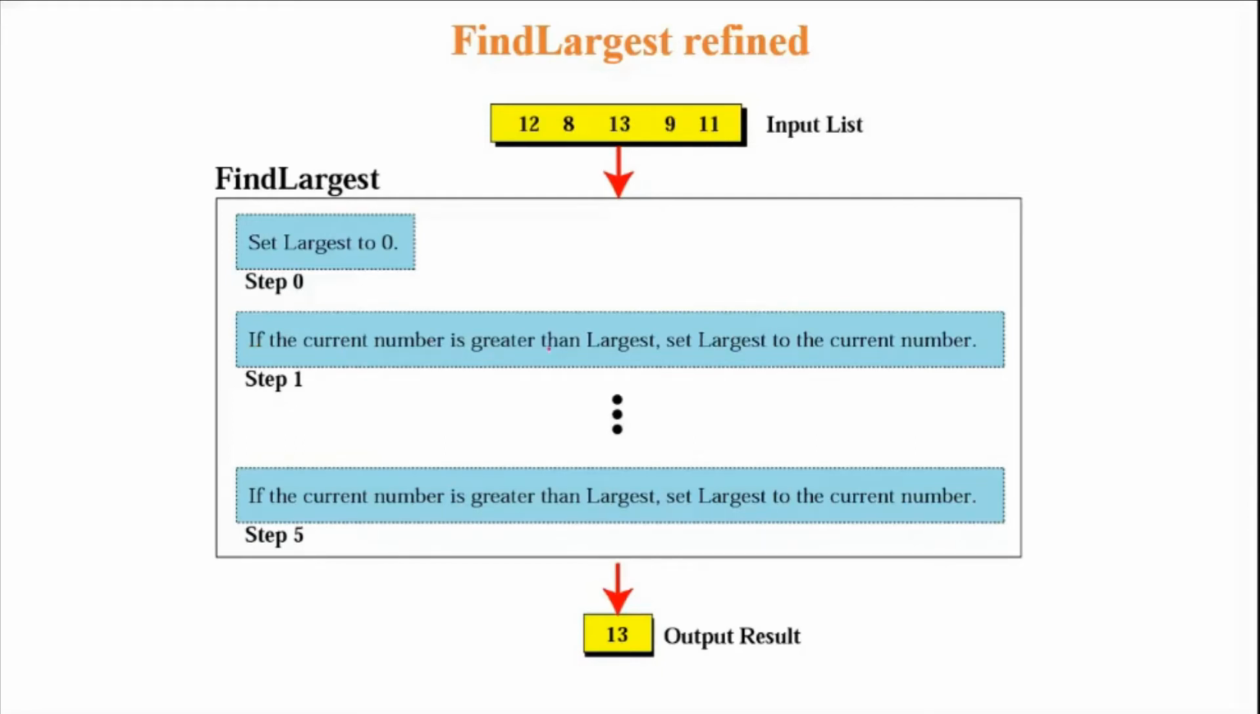If the current number is greater than the largest, set largest to the current number. This step can be repeated n times. That is, if there are only 5 numbers, we repeat it 5 times. Then we output the result. This is again a crude form of the algorithm. We can refine it to a shorter algorithm.